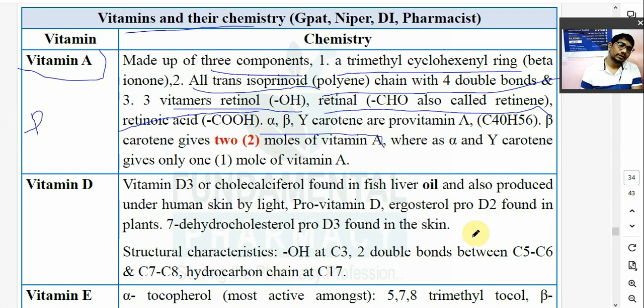They are present in the plant, known as a provitamin A. Most common is beta, therefore beta carotene. So beta carotene is a provitamin A. Its molecular formula is C40H56. Now beta carotene after hydrolysis in the GIT will give you 2 molecules of vitamin A. Beta carotene का hydrolysis होने के बाद में 2 molecule मिलता है.